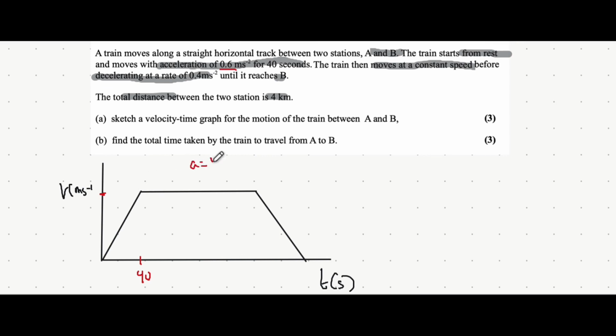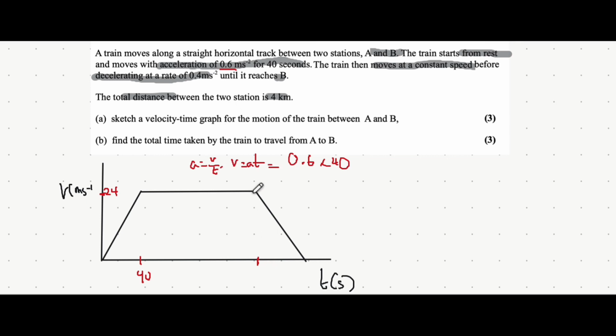We know acceleration is velocity over time. So the velocity, rearranging that, is acceleration multiplied by time. If we take the gradient of 0.6 and multiply by the time taken, that'll give you a speed of 24 meters per second. That's the maximum speed that it reaches. It then moves at that constant speed. It doesn't tell us for how long, so we're not going to label that yet.